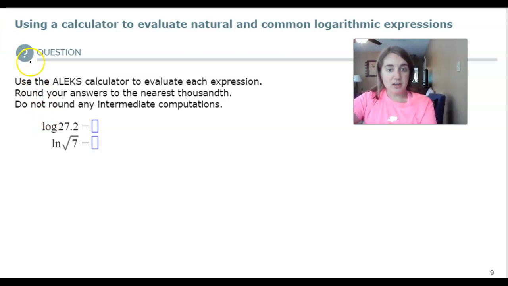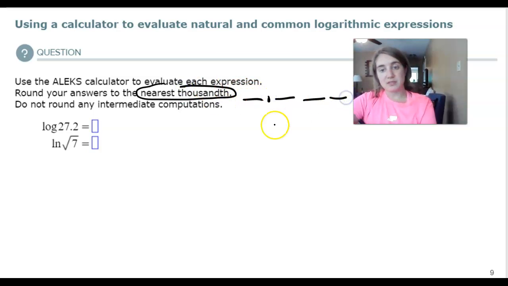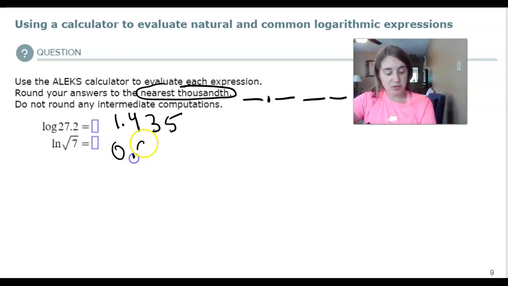So go ahead and in your ALEKS calculator put in log 27.3. It wants the nearest thousandth, so that's going to be 3 decimal places. This should round to 1.436. This should round to 0.973. Go ahead and make sure you know how to do that and practice that.